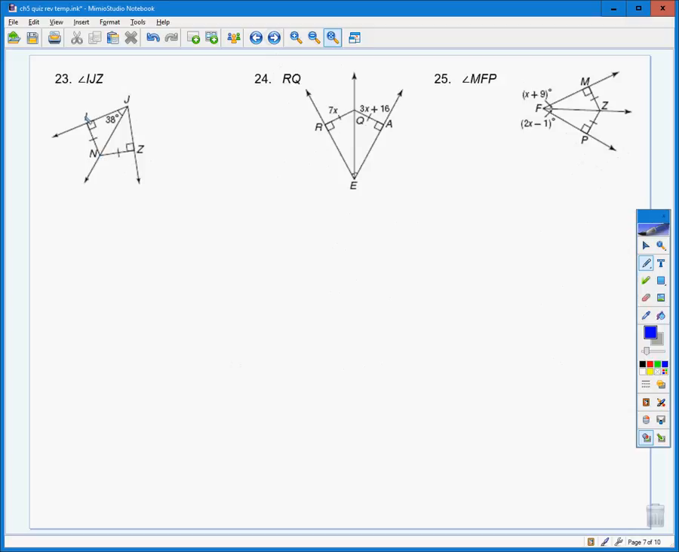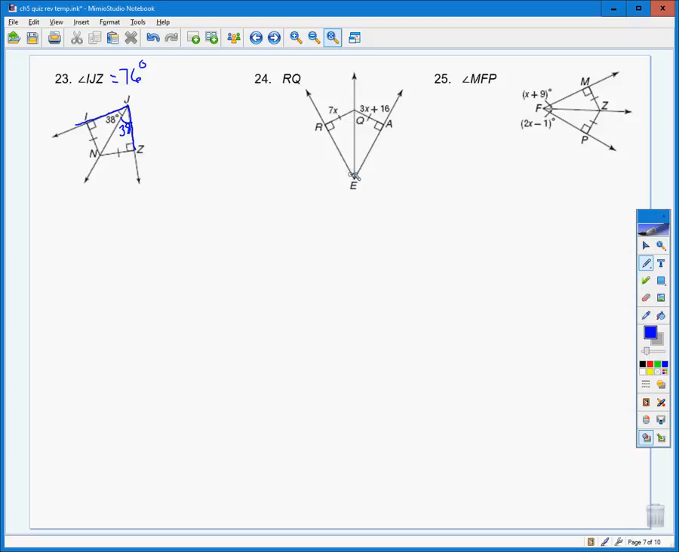Because N to I and N to Z are the same distance from the side, this is an angle bisector, so this angle would be 38 degrees. IJZ, then, this whole angle would be the 38 plus 38, which is 76 degrees.